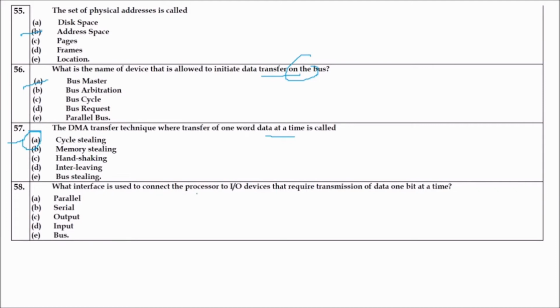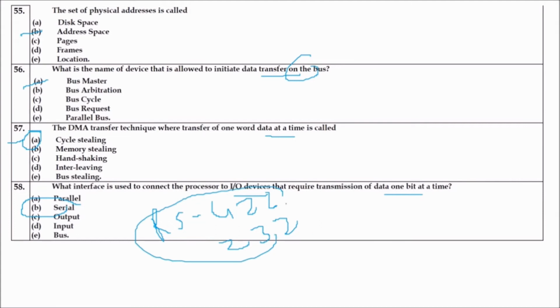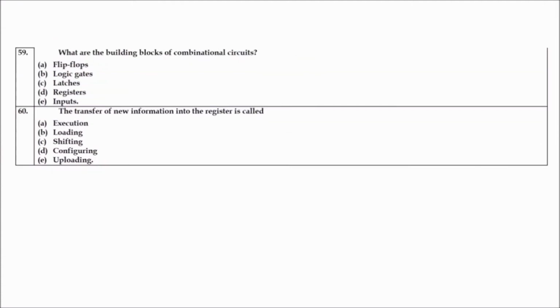What interface is used to connect the processor to input-output devices that require transmission of data 1 bit at a time? The answer is serial interface. RS-232 and RS-422. So this interface is used to connect the processor to I/O devices that require transmission of data 1 bit at a time. So serial port will be used, or serial data will be used. This is the serial port. I'm just mixing it up. Just ignore this. But the question here is not about this. So the answer would be serial, because this is an interface to connect the processor to I/O devices.